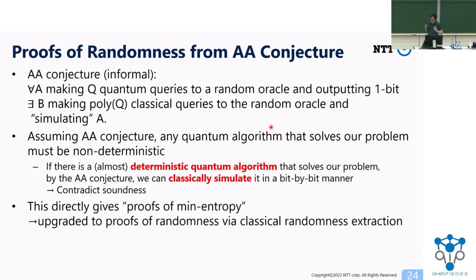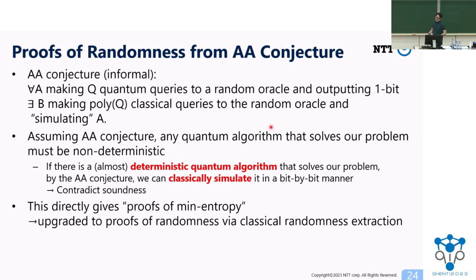And the key observation is the following. Assuming that this conjecture is true, any quantum algorithm that solves our problem must be non-deterministic. This can be seen as follows. If there is a deterministic quantum algorithm that solves our problem, then guessing each bit of the output of the quantum algorithm can be regarded as a sort of decision problem. Therefore, by applying the AA conjecture for each bit, we can classically simulate the algorithm in a bit-by-bit manner. But this means that we can solve the problem without using a quantum computer. So this contradicts the soundness. Therefore, there is no deterministic quantum algorithm that solves our problem.